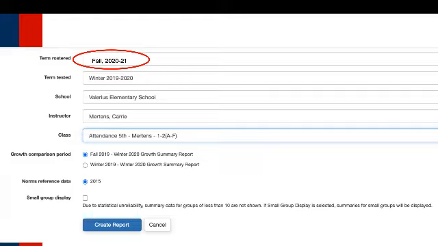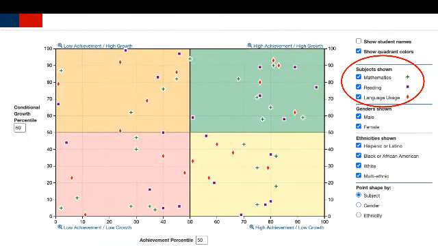When you click on Create Report, the quadrant chart will show up. I'm only showing the top of this report. Down below, you would see all of the students' names along with additional information, including their RIT ranges for this test. But for the quadrant report, what you're going to see on the right are several different options that you can select. Right now, what I'm looking at is math, reading, and language usage tests.